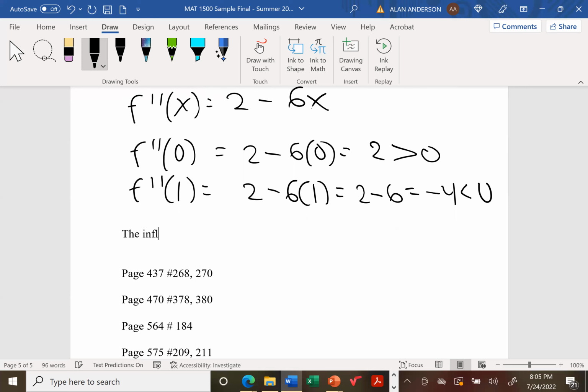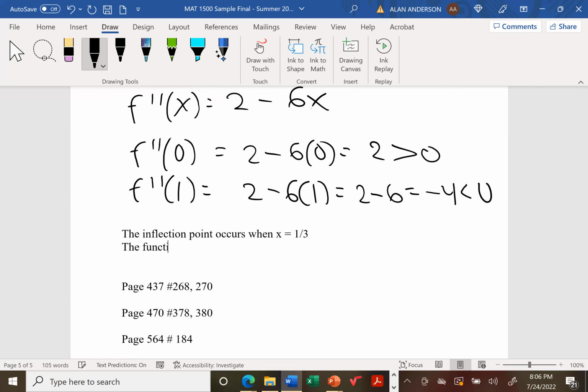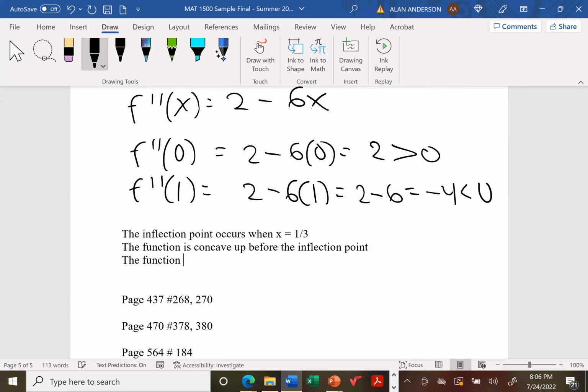Okay, so that means that the function, well, first the inflection point occurs when x equals a third. The function is concave up before the inflection point, and the function is concave down after the inflection point. So the shape should tell you what you need to know.